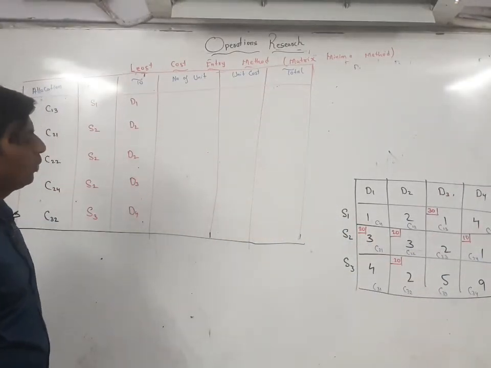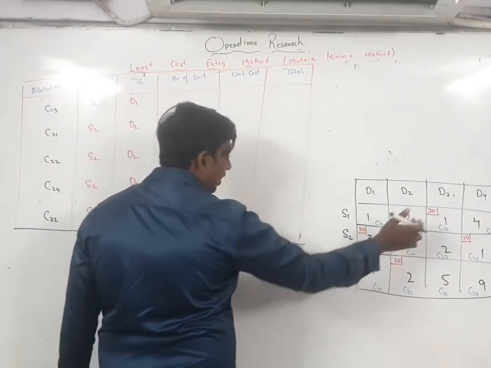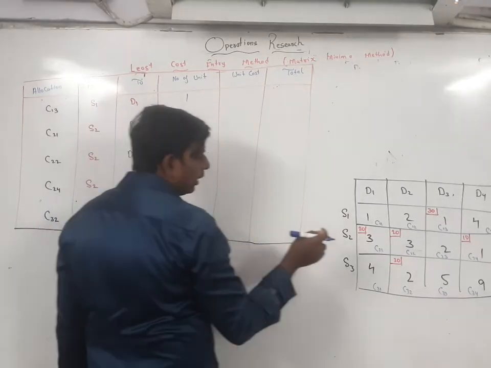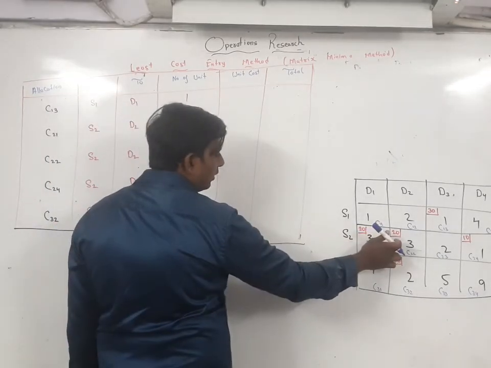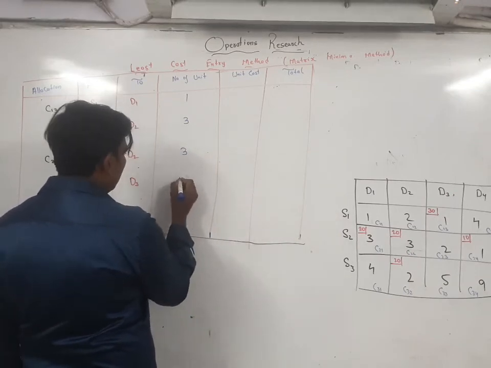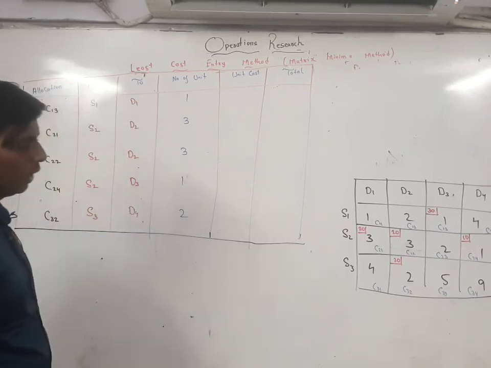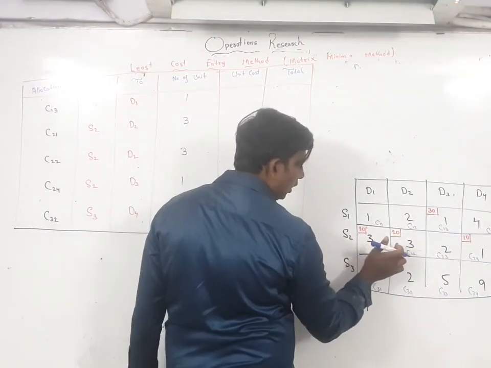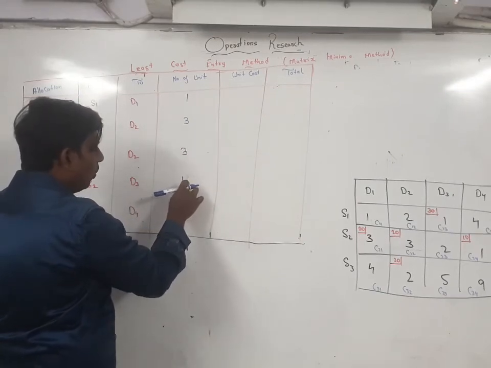1. Then number of units. Number of units means, see here, what is the value where the allocation is there? 1. So I can write here 1. Next one, 3. So 3. Next one is 3. So 3. Next one is 1. So 1. Next one is 2. So here I wrote the 2. As you can see here, 1, 3, 3, 1, 2.